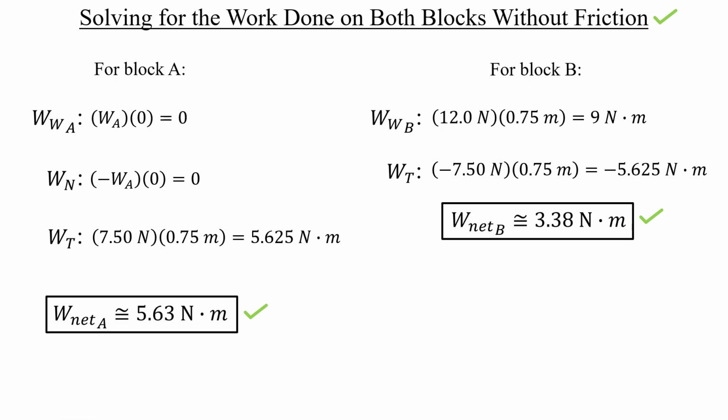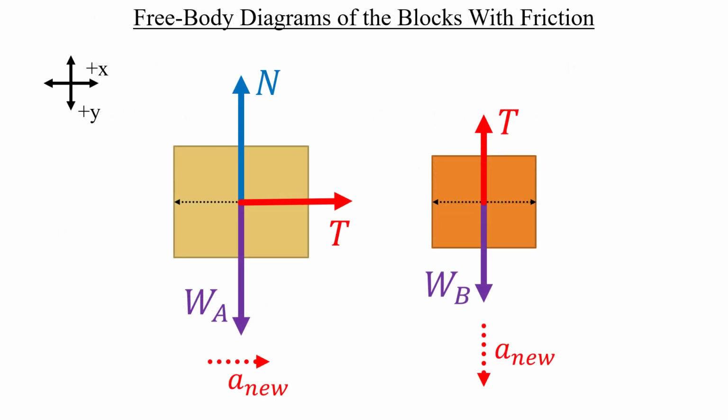For part B, we'll have to go back to the drawing board and incorporate friction into our free body diagram. The only place that it acts here is to the left on block A. All the other forces stay the same, but do take notice that the accelerations will have a new value.